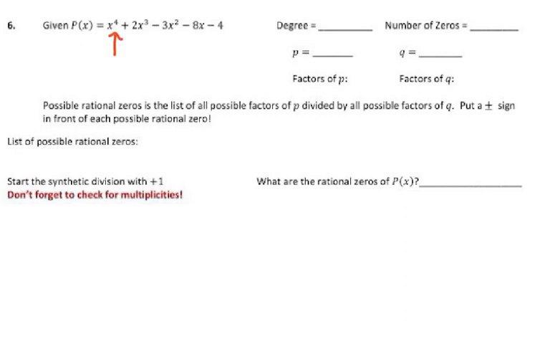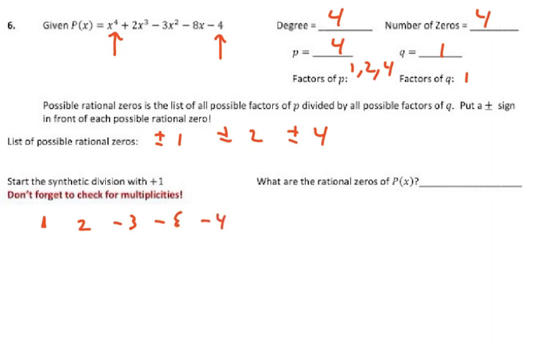Ooh, we got an x to the 4th. So we should have 4 zeros this time. All right, our q is still 1. Our p is 4, so that means it's 1, 2, or 4, right? 2 times 2 is 4, 1 times 4 is 4. So our possible zeros are plus or minus 1, plus or minus 2, or plus or minus 4. Again, this time there's no zeros needed. I have a 1x to the 4th, 2x cubed, minus 3x squared, minus 8, minus 4.